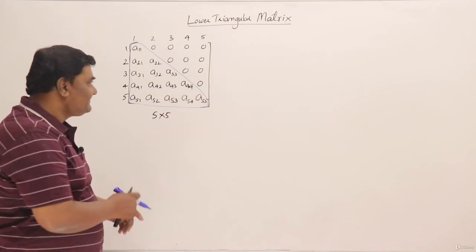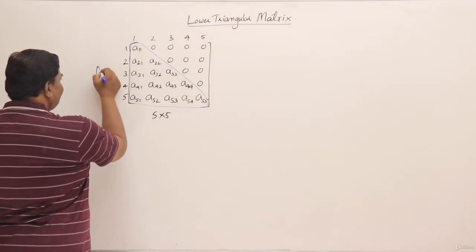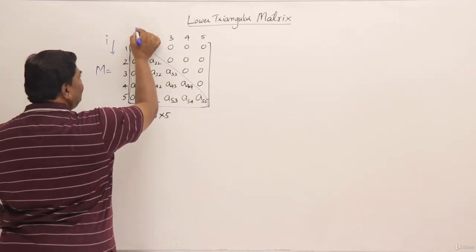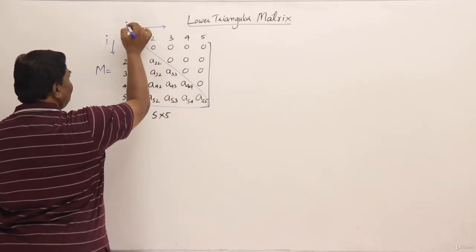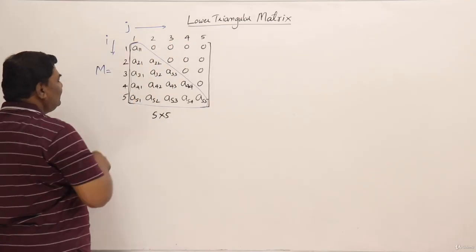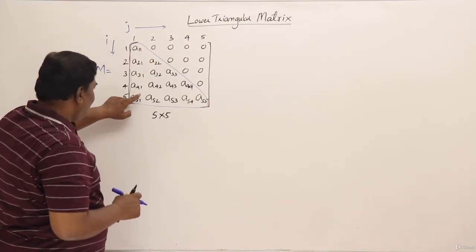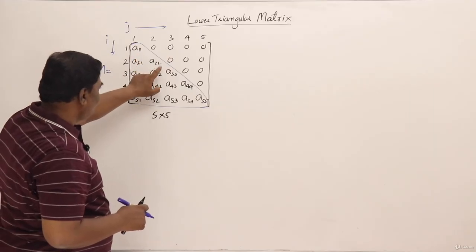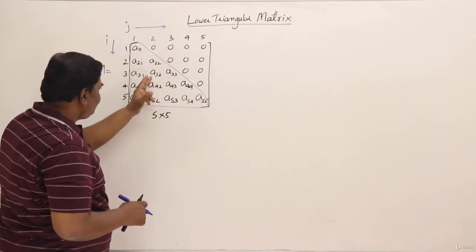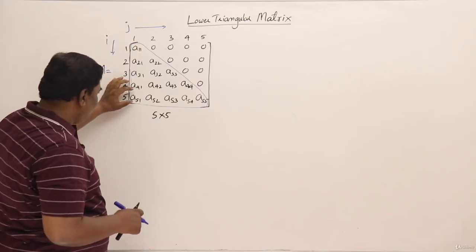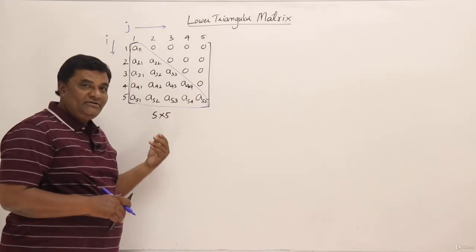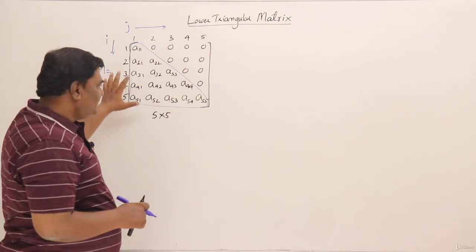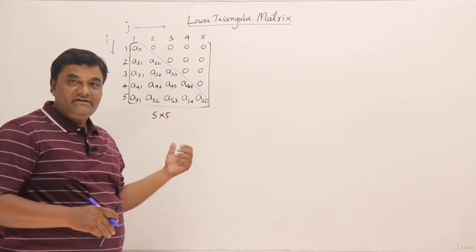Let us check the indices. If the name of this matrix is M and these are rows and let us call them I, and these are columns, let us call them J. Now if I compare I and J, this is 1 1, 2 1, 2 2, 3 1, 3 2, 3 3. So if you check all these indices, I value is greater than or equal to J value. So for non-zero elements, I value is always greater.